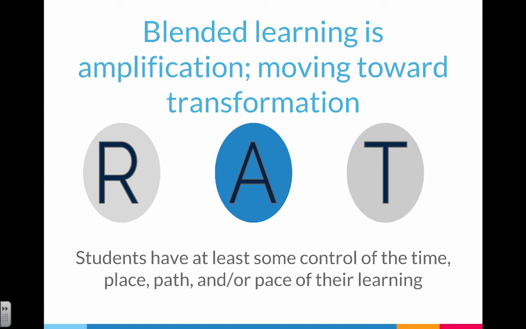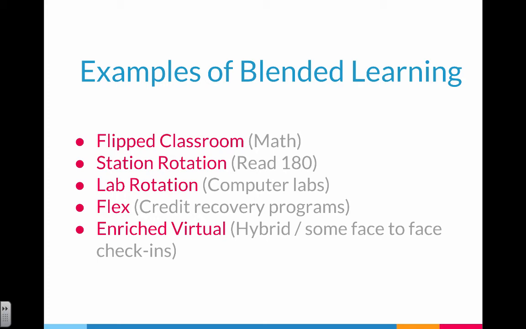When we look at blended learning, we're really starting to move, and if you take it through the lens of the RAT framework, blended learning is amplification that moves towards transformation. In this instance, students will have at least some control over that time, place, path, and pace. And these are, again, some of the examples you might see around you.